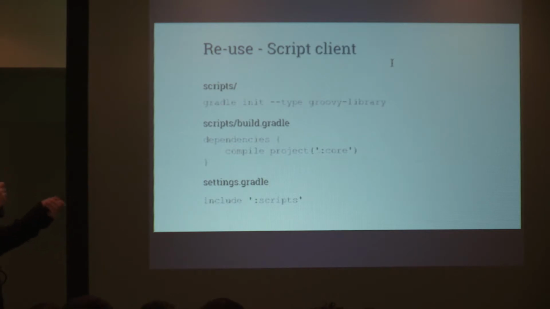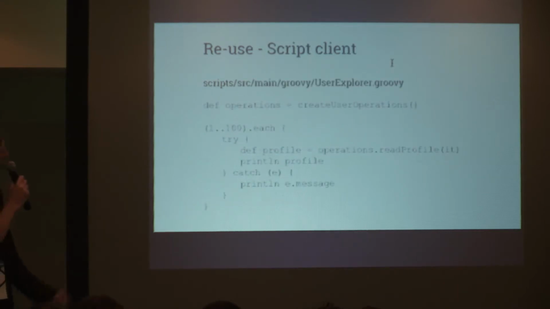Yeah, same thing. So we need a dependency here. This project depends on core as well because we want to test drive the core stuff via our script module here. And then we have to add it again to the settings. Right? And yeah, what might that do? Here's a little example of what that could look like.